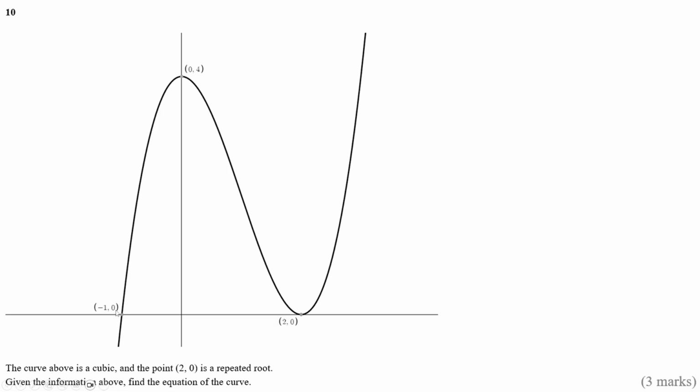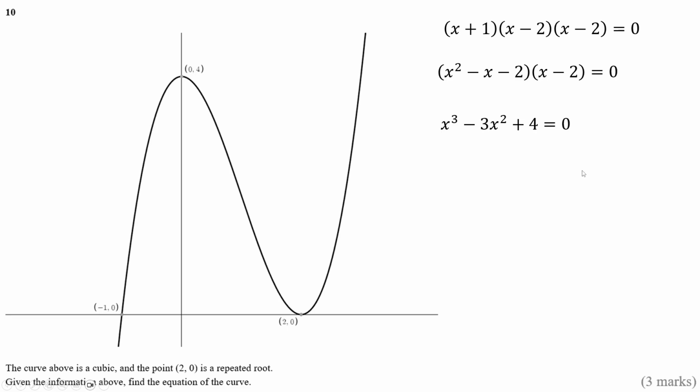And we know it's a cubic, because it's going to be to the power of 3: you've got 2 roots here, 1 root there. Anyways, you'll get this, just expand it. If you expand these two, you get x squared minus x minus 2. And then if you expand this and that, you'll get x cubed minus 3x squared plus 4 equals 0. And that's it, that's the answer.